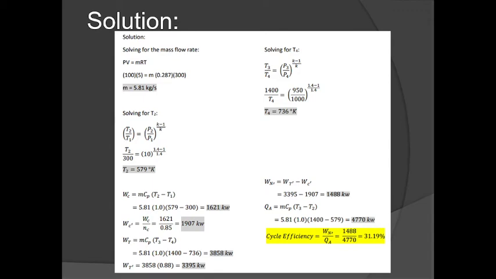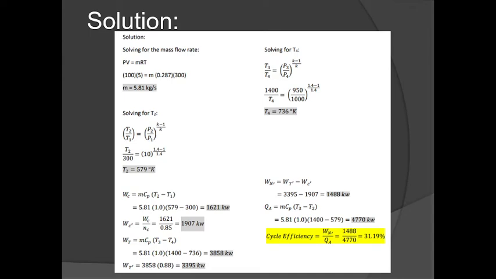So we can solve now for T2. T2 over T1 is equal to the pressure ratio, which is already given, raised to the power of 1.4 minus 1 over 1.4. Then T2, the temperature at point 2, is 579 degrees Kelvin.